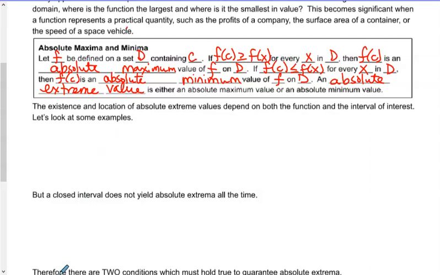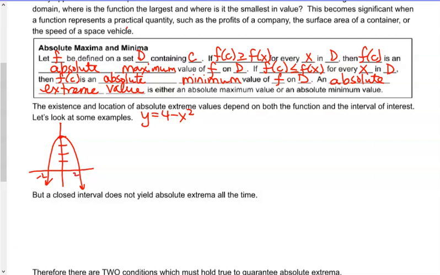Okay? Now, the existence and location of absolute extreme values depends on both the function and the interval of interest. So let's look at some examples. I'm going to look at the graph y equals 4 minus x squared, which is a parabola that is shifted up by 4, reflected over the x-axis. And so, it looks something like this, 1, 2, 3, 4. And if I just draw the graph collectively, this is at -2, that's at +2.